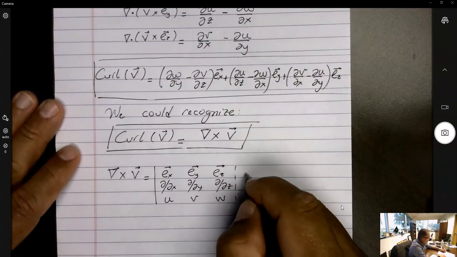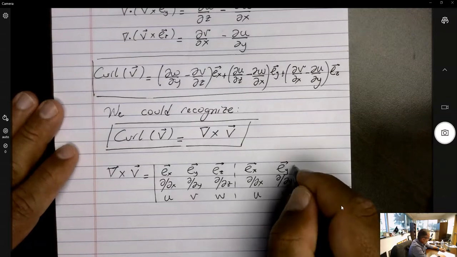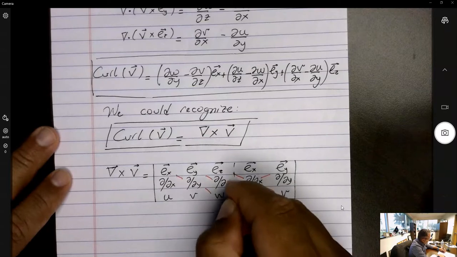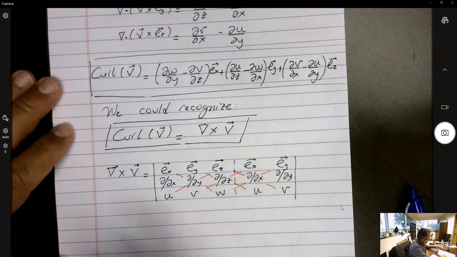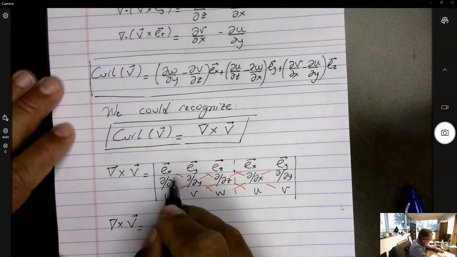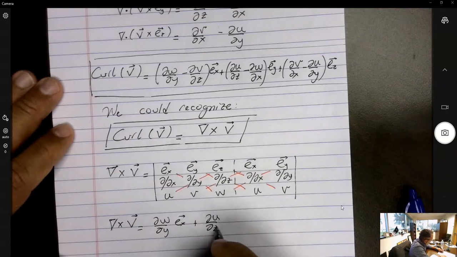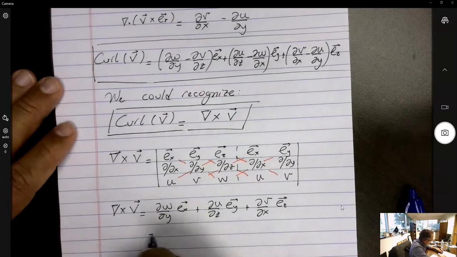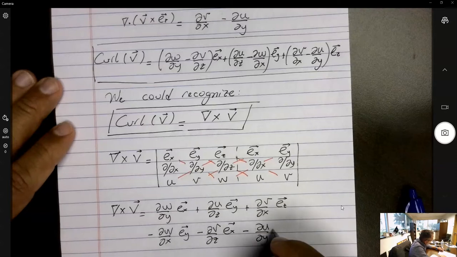And again, I am going to augment this matrix with the first two columns, and I am going to take the determinant of this augmented matrix by multiplying the diagonals and the counter diagonals. So you can see that this will be the dw dy in the x direction plus du dz in the y direction plus dv dx in the z direction. Those are the positive ones. And then coming back, this will be minus dw dx in the y direction, minus dv dz in the x direction, minus du dy in the z direction.